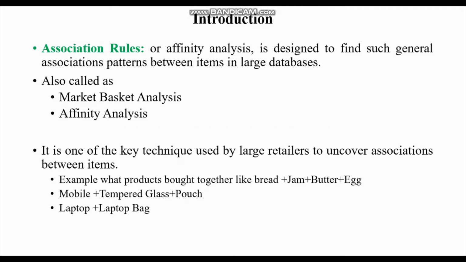Now what is meant by association rules? Association rules, or affinity analysis, is designed to find general association patterns between items in a large database. It is also called market basket analysis, and it is one of the key techniques used by large retailers to uncover the association between items. For example, we can see what products are purchased together, like bread plus jam plus butter plus egg.